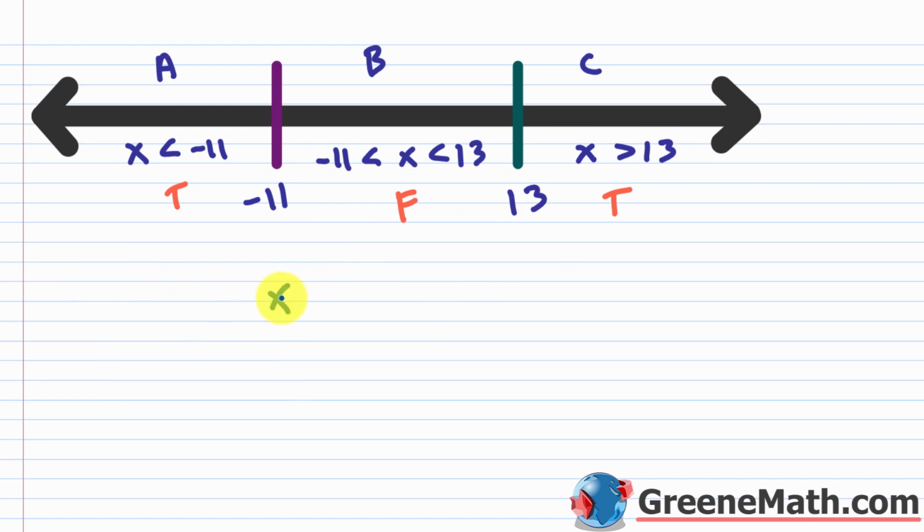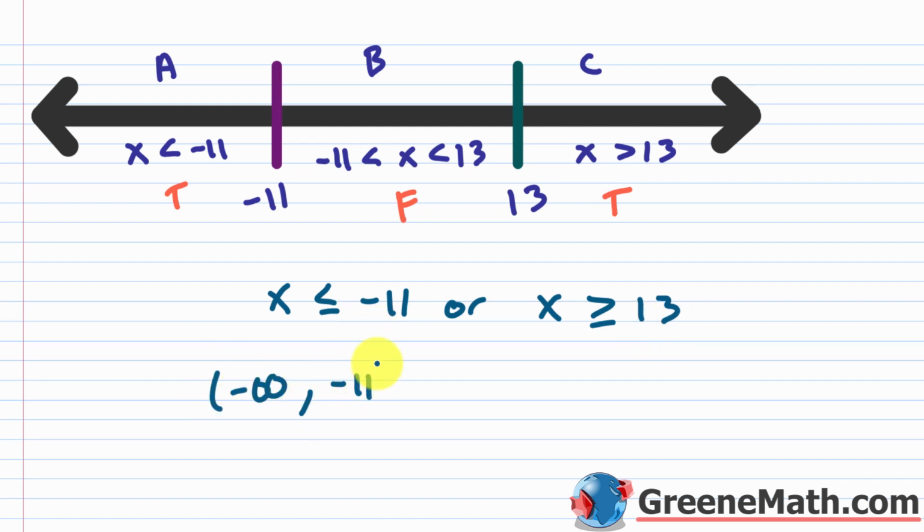Let's write our solution as x is less than or equal to negative 11. Then or, we're going to have x is greater than or equal to positive 13. In interval notation, let's say from negative infinity, going up to and including negative 11. So make sure you use a bracket there. And then the union with, you'll have from 13, and again, including 13, so that's why we use the bracket, going out to positive infinity.